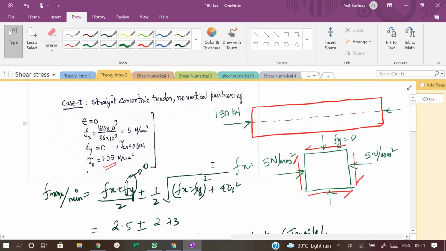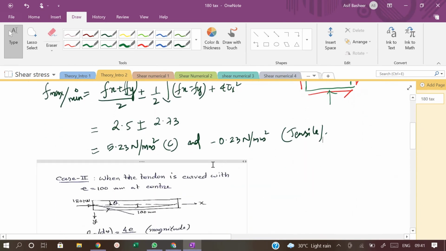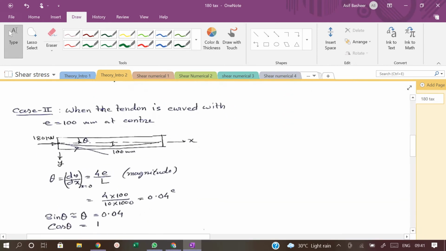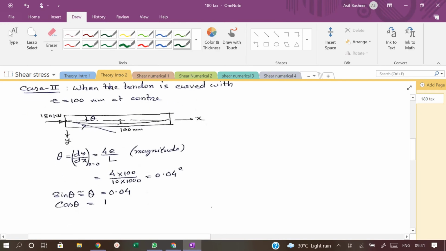Now we are going to see the next case, that is when the tendon is curved with an eccentricity of 100 mm at the center. That is, it is having an eccentricity of 100 mm at the center. So which means it will be a parabolic one like this. It will be a parabolic one. I'll draw it here.